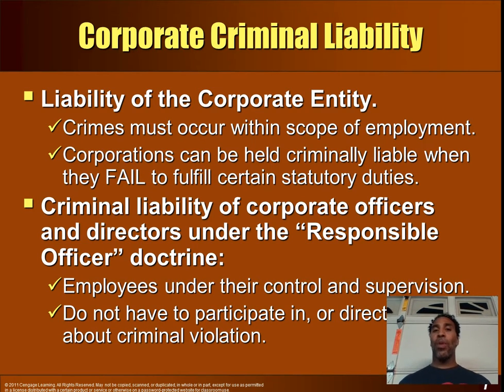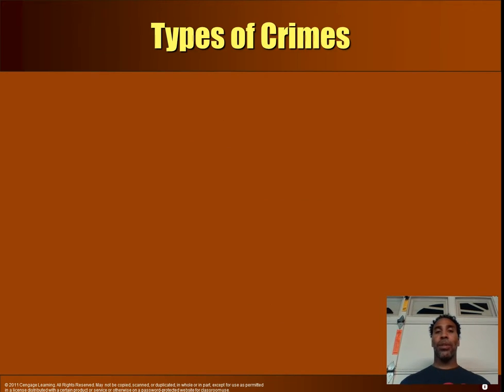Criminal liability of corporate officers and directors falls under the responsible officer doctrine, right? So these people who are in higher positions are responsible for the actions of the company, and also responsible for the actions of the people who work under them, the employees under their control or supervision, and they do not have to participate in or directly know about the criminal violation. It's the fact that you knew John had embezzled all these different places. You probably shouldn't have hired John, or you probably should have done something to remedy or rectify that situation.